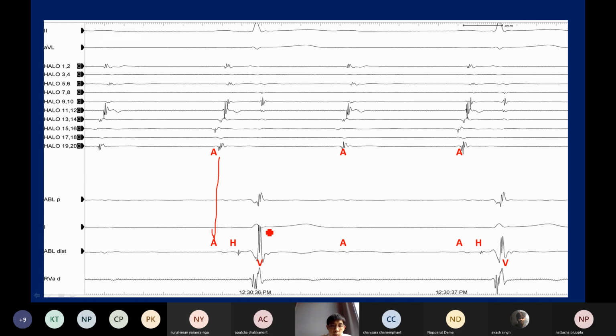How can you know that it is the ventricular signal? Because it is the same signal, with timing at the same time as the signals in the RV. This is the ventricular signal. And we measure the duration from the A to the His, and from the His to the beginning of the V, and we obtain the AH interval and the HV interval.